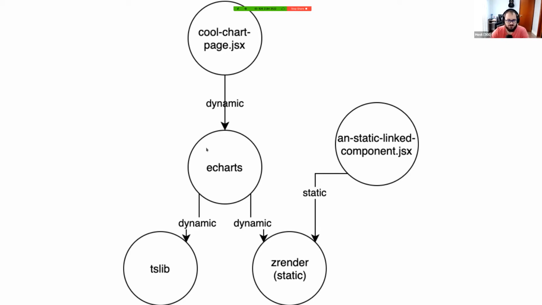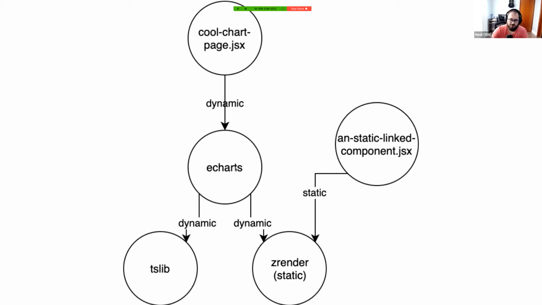But let's suppose eCharts also depends on TSLib and zrender. And with Meteor, all dependencies are scanned in a tree manner. So we start from your files that are imported or the files that are served, and then we scan in a tree way for all dependencies that this file has. So eCharts, which you're importing dynamically, depends on TSLib. So we see if the module was imported dynamically, and then we also import its dependencies dynamically. Okay, but what are the implications of that?